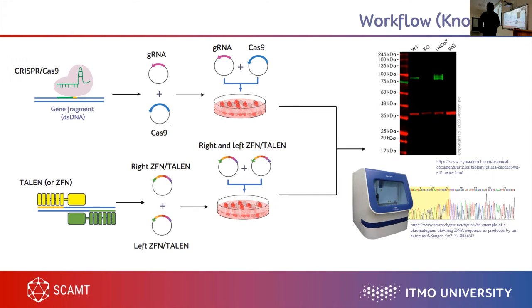what we got. We can use two types of checking the result of a successful knockout. We can use standard sequencing, or we can read DNA, or we can do a Western blot.